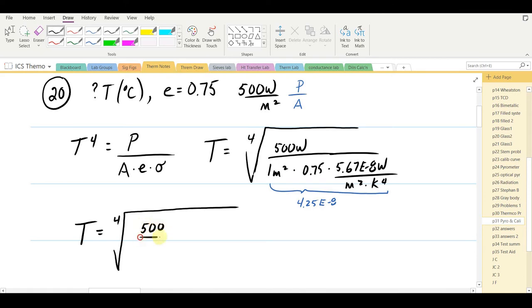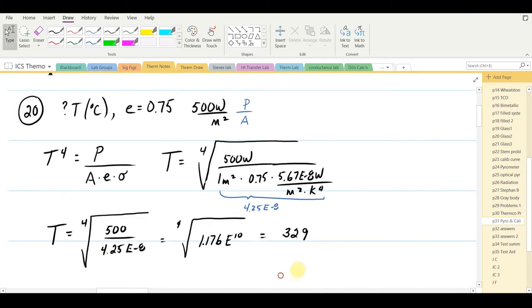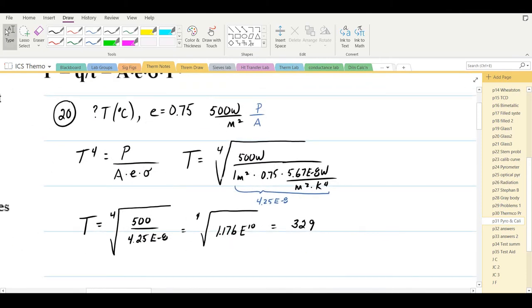500. I'll deal with the units after. Divided by 4.25 times 10 to the minus 8, which is the fourth root of, this works out to be 1.176 times 10 to the 10, and the fourth root of that works out to be 329. Let's look at the units for a moment here.